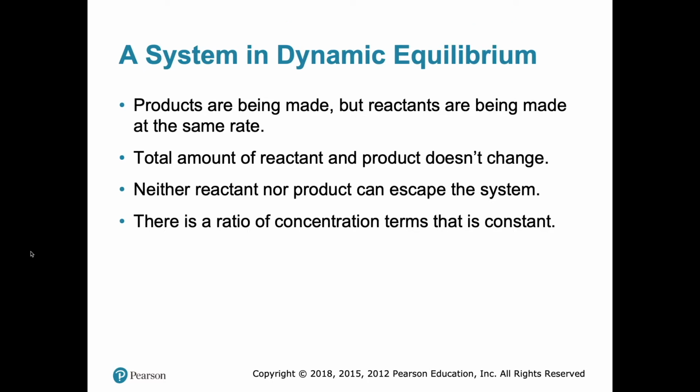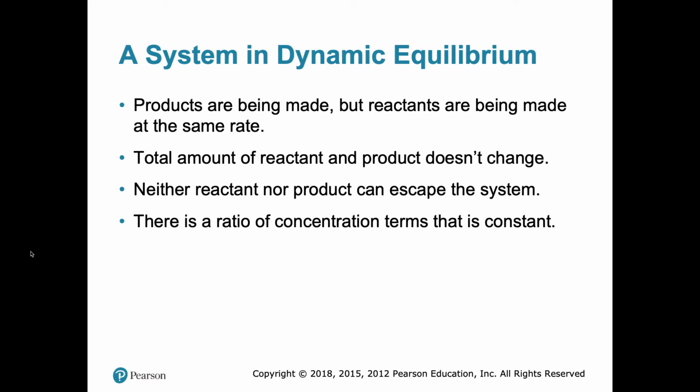Okay, so let's talk about a system in dynamic equilibrium. Products are being made, but reactants are also being made at the same rate. In dynamic equilibrium, which we just said, the total amount of product and the total amount of reactant never changes. It never changes.